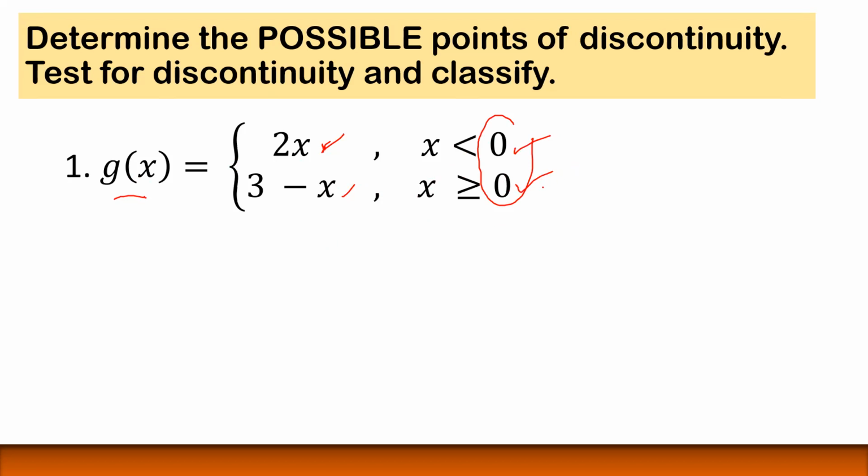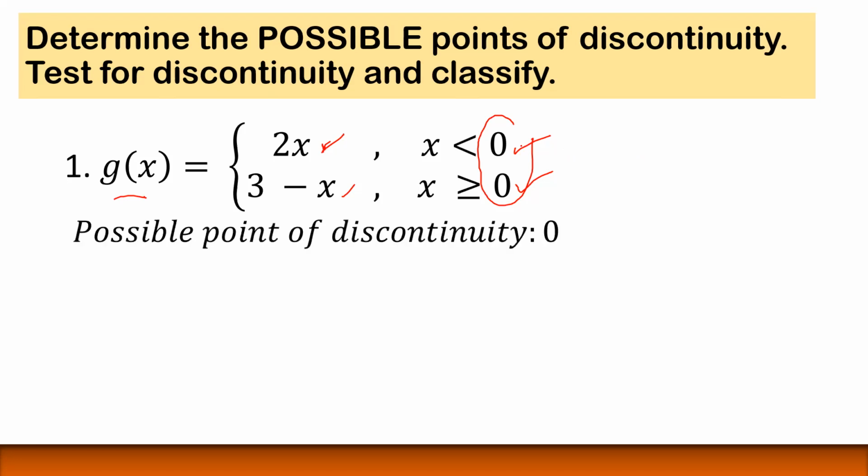Because it's possible that the limits from the left and right sides of 0 are not the same. We take the limit from both sides of 0. So this is the possible point of discontinuity that we suspect. Automatically, the transition points in a piecewise function become possible points of discontinuity. In this case, there's only one, 0. So this is our A, our test value.